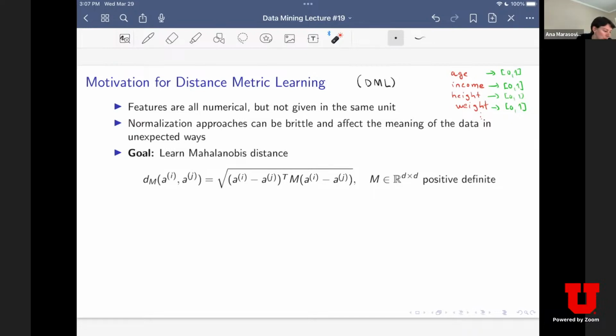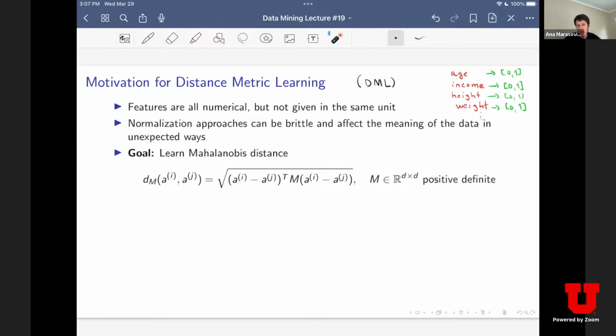So instead, what you could do is this approach called distance metric learning, where your goal is to learn the Mahalanobis distance, which we had defined like this. You take the difference between your 2 d-dimensional points, you multiply it with some d times d matrix, and again you multiply that with the difference between your 2 points. And then we will want our matrix to be positive definite.